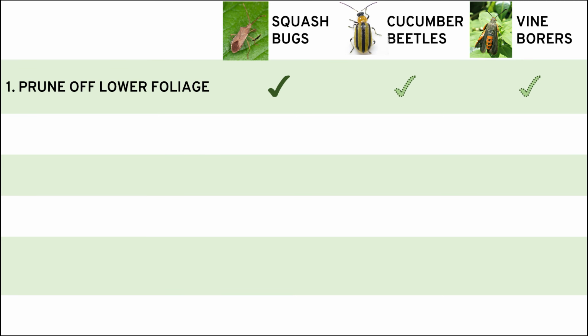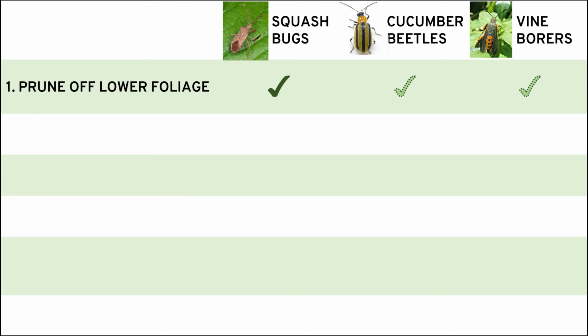All right, so those are the three insects and the damage that they cause. Let's talk about what you can do to get rid of them. First, prune off all the lower foliage of your plants. You want to prune off your squash foliage anyway to help prevent things like powdery mildew, but it is also helpful for these three pests.